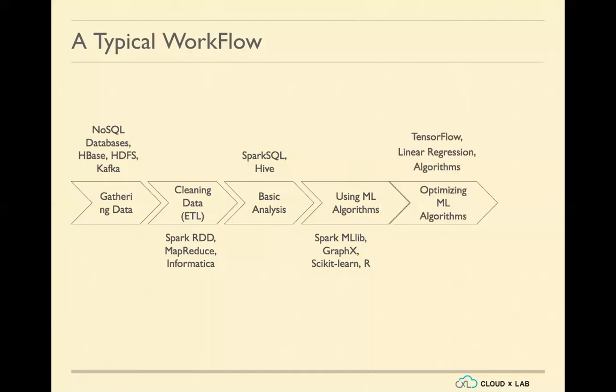And once you're done with that, maybe you want to improve the performance, you want to further optimize the ML algorithms. The last one is, once you are done with the machine learning and the predictions and so on, you can move the results to production. For optimizing machine learning algorithms, you might need the knowledge of TensorFlow, linear regression, or let's say machine learning algorithms.